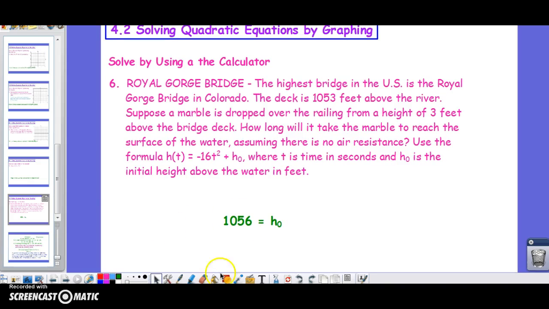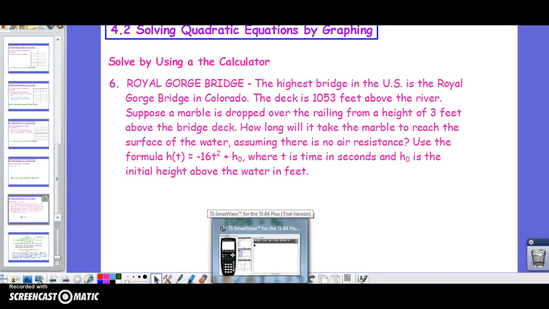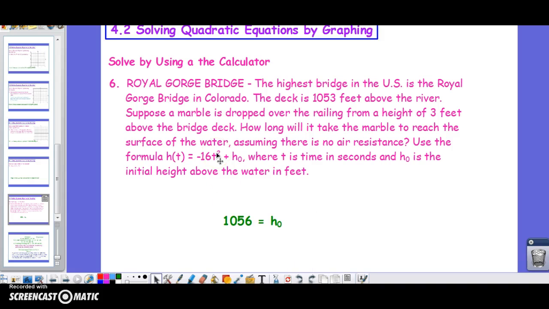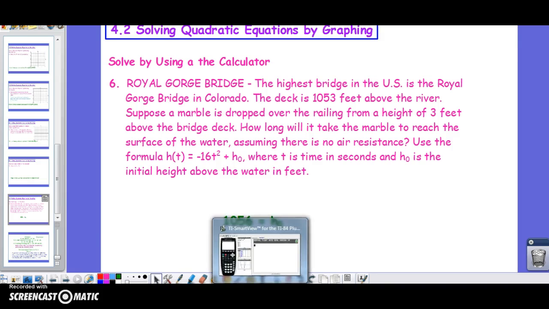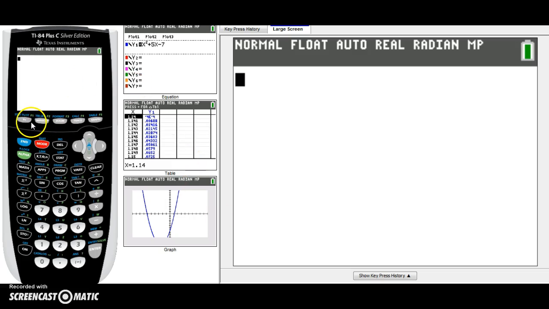So that's what we're going to now type into our calculator, because we're going to use our calculator to help us solve this. And again, we're going to be solving for the x-intercepts because we want to know when the height is 0. When it hits the water, that's a height of 0. The water is our ground. So we need to type this into our calculator.